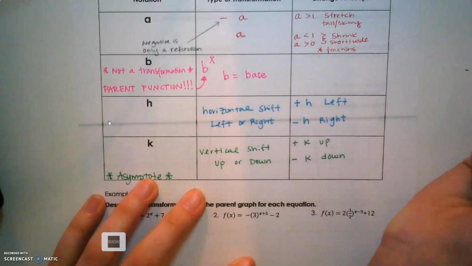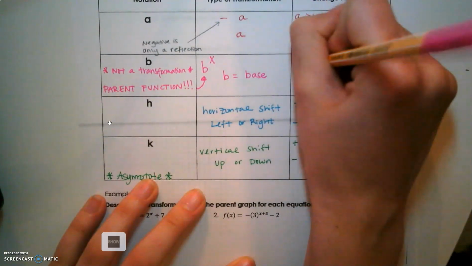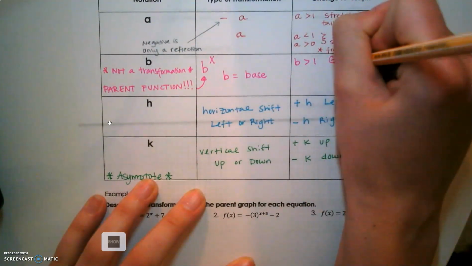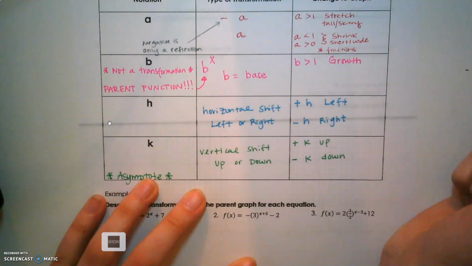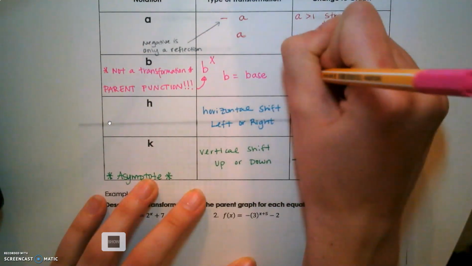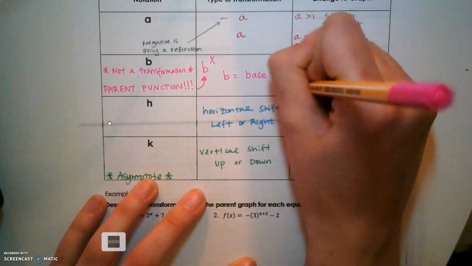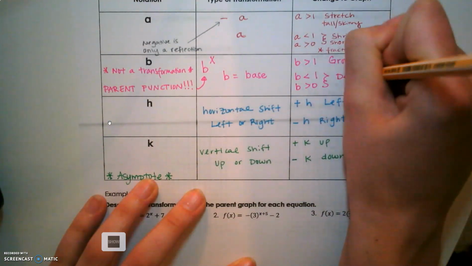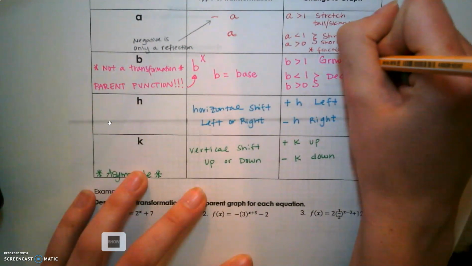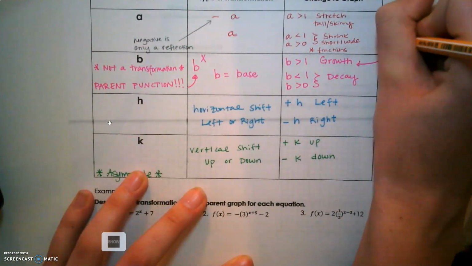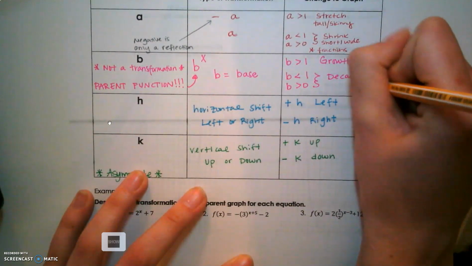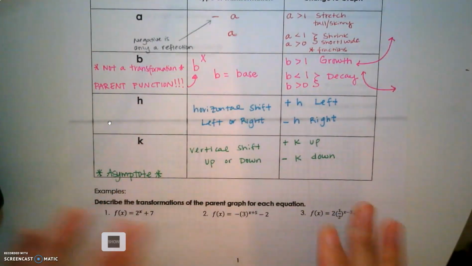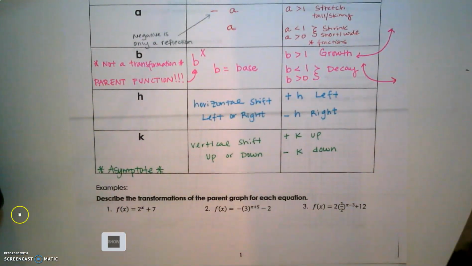So if my b value is greater than 1, I'm going to have something called a growth. And if my b value is less than 1 but greater than 0, remember, that's going to be a decay function. Now, a growth function looks like it's climbing up a hill, and a decay function looks like it's falling down a hill. So those are the basic transformations.